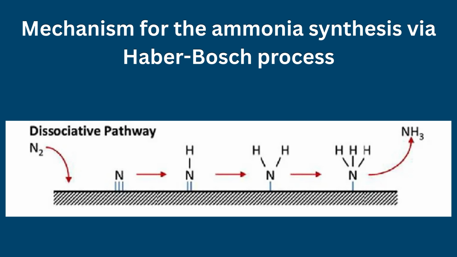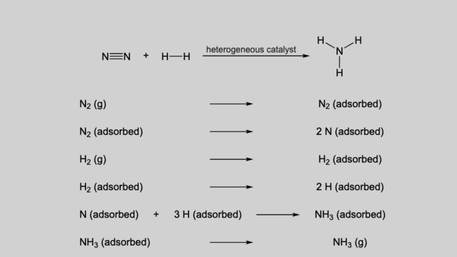The mechanistic pathway involves dissociative chemisorption of nitrogen on the catalyst surface, followed by stepwise hydrogenation of adsorbed nitrogen species to form ammonia. Among the elementary steps, the cleavage of the nitrogen-nitrogen triple bond is widely accepted as the rate-limiting step, as demonstrated by extensive surface science investigations, notably those of Gerhard Ertl, whose work elucidated the adsorption and reaction dynamics on iron surfaces. Despite a century of optimization, the Haber-Bosch process remains highly energy-intensive.